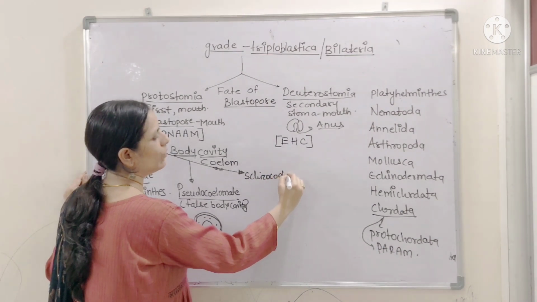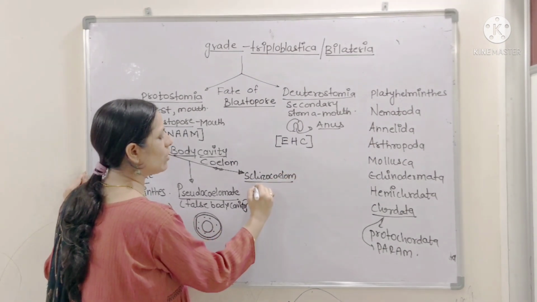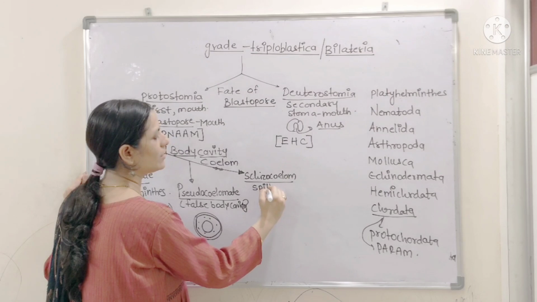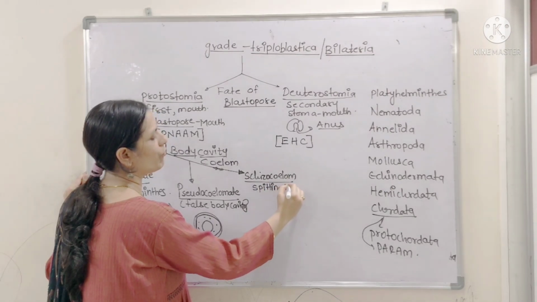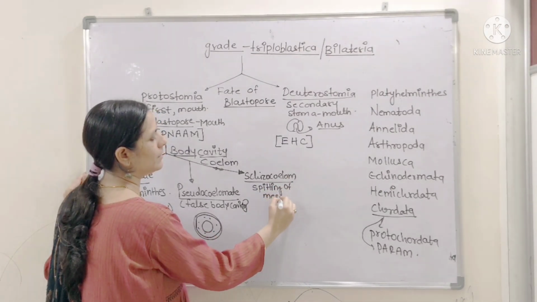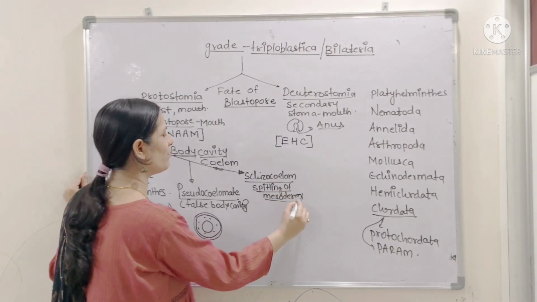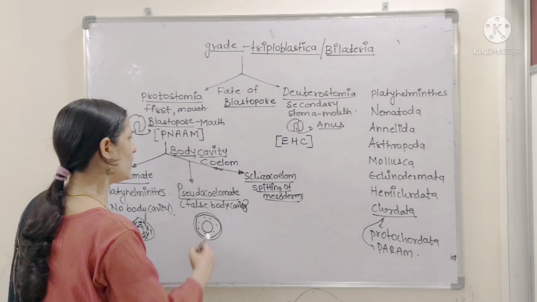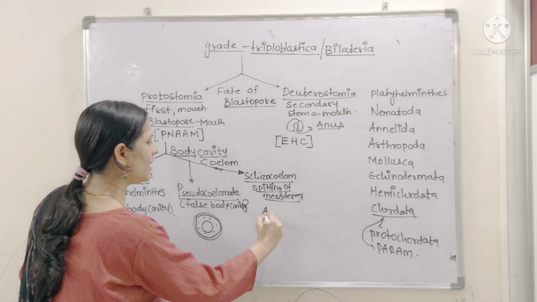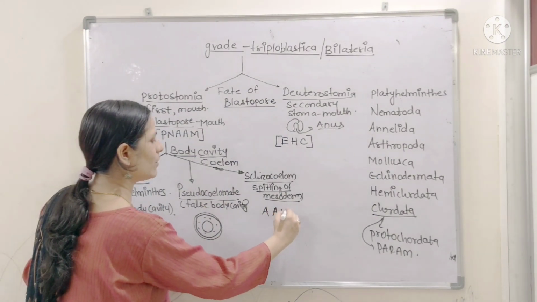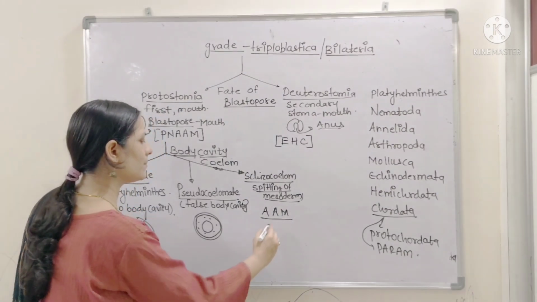Then you will be getting a type of true coelom, that is schizocoelom. Schizocoelom is one which is formed by splitting of the mesodermal block. The coelom formed by splitting of the mesodermal block is known as schizocoelom. So here Annelida, Arthropoda and Mollusca are the three examples.